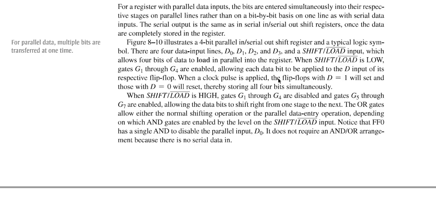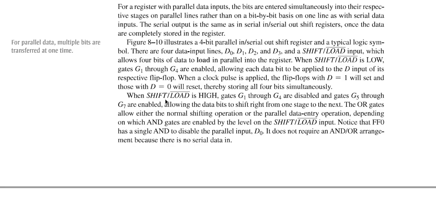So when the clock pulse is applied to the flip-flop, D equal to 1 will set and D equal to 0 will reset, thereby storing all 4 bits simultaneously. And when shift slash load bar is high, G1 through G4 are disabled and gates G5 through G7 are enabled, allowing the data bits to shift right from one stage to the next. The OR gates allow either the normal shifting operation or the parallel data entry operation, depending on which AND gates are enabled by the level on the shift slash load bar.